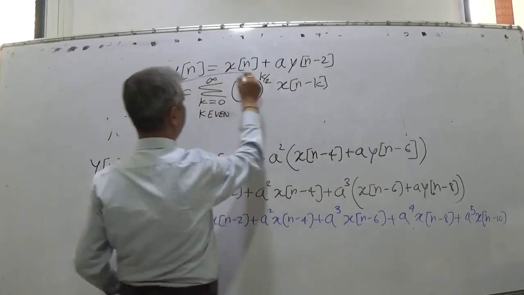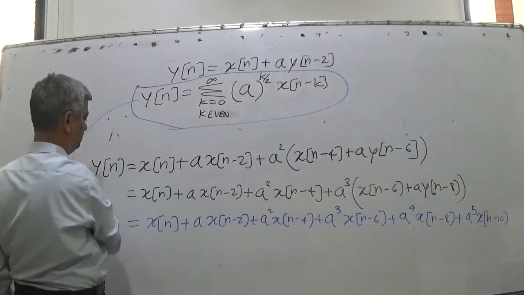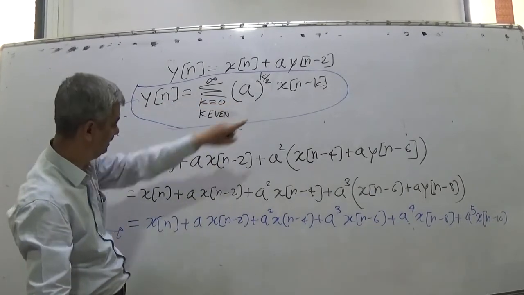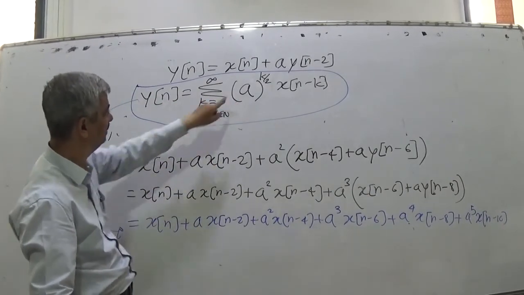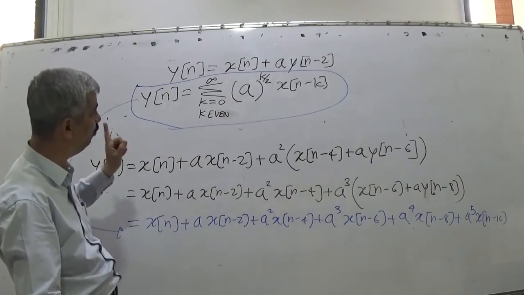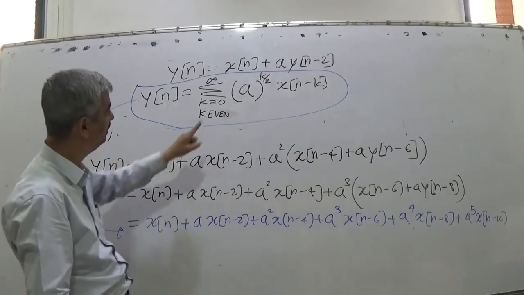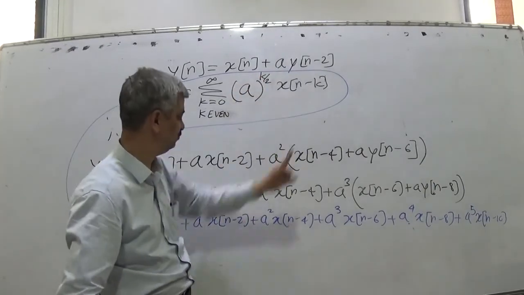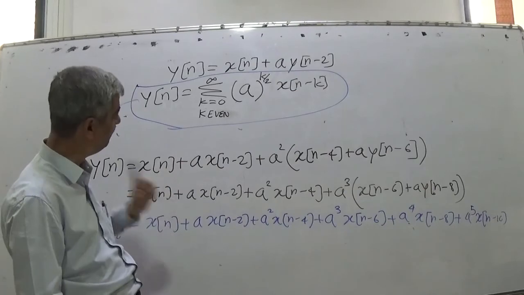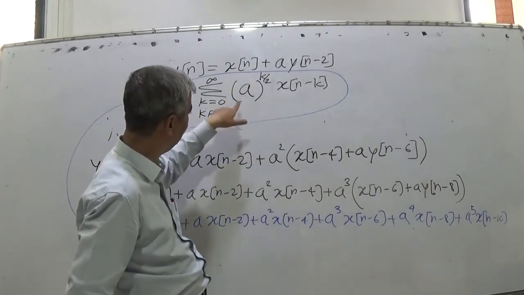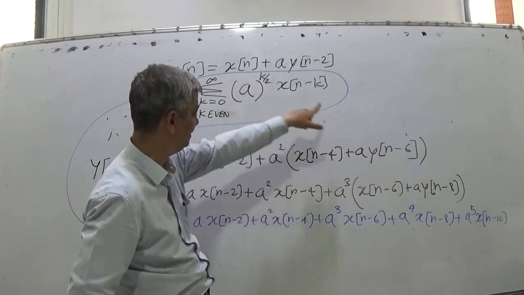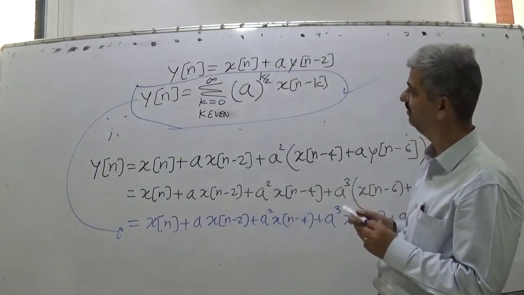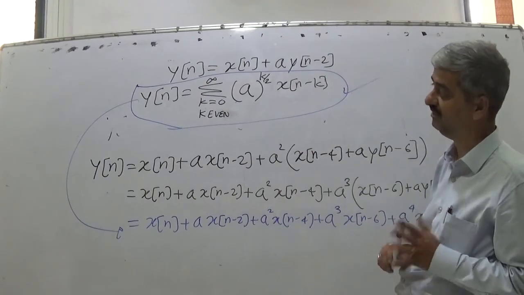Whether this expression fully gives me this result? Yes. k is 0, xn. k is 1, no term. k is 2, a raised to 2 by 2, so a, x of n minus 2. k is 3, no term. k is 4, a square, n minus 4. So this is the expression. y is equal to this.